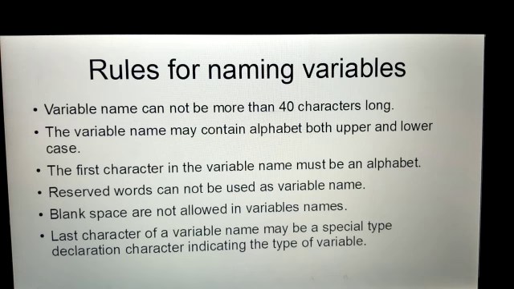Here are some rules. A variable name cannot be more than 40 characters long. Simply, when you assign a name to a variable, it must be up to 40 characters long, not more. Second, the variable name may contain alphabets, both upper and lowercase. Uppercase means capital letters, and lowercase means small letters.